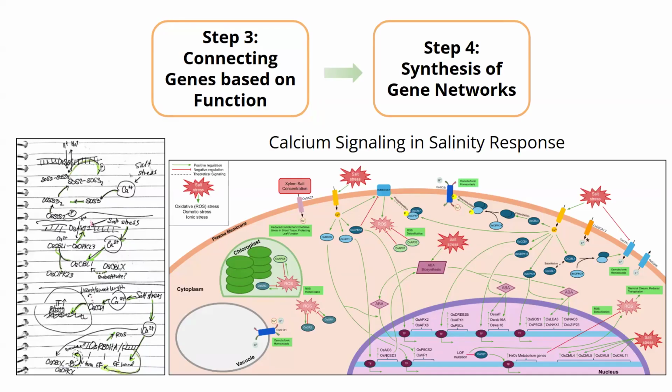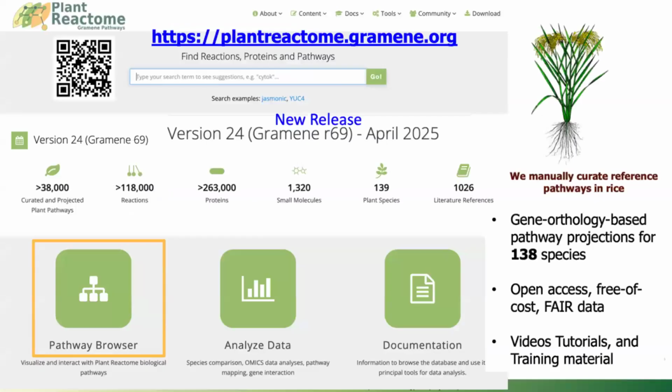Luckily, the Plant Reactome knowledge base can act as a scaffold for this information. The home page of the Plant Reactome knowledge base can be accessed by typing in the link on the screen into your address bar. It features the gene pathways of 138 other plant species based on gene orthology projections and is designed to be accessible to researchers around the world.